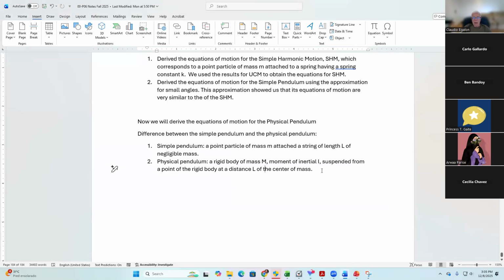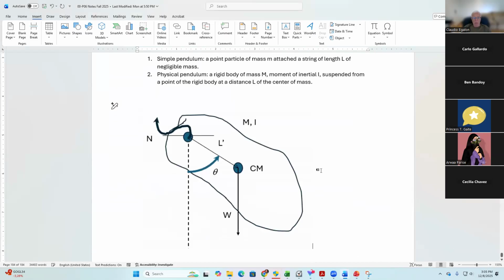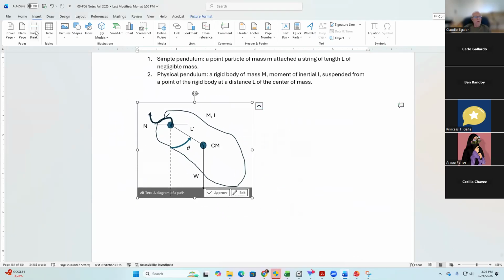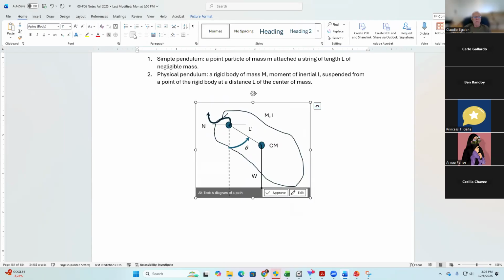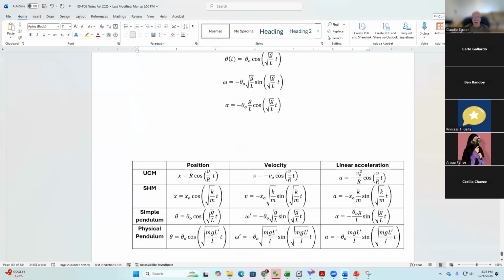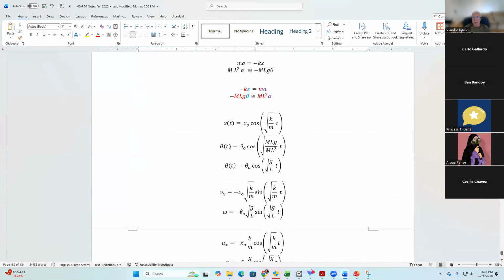Physical pendulum: a rigid body of mass m, moment of inertia I, suspended from a point of the rigid body at distance L from the center of mass, right? You can see below. Like that. And now we are going to do exactly what we did for the simple pendulum.